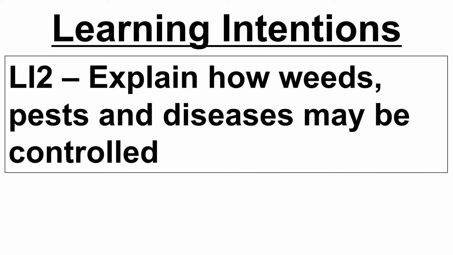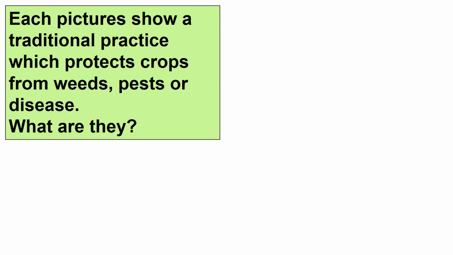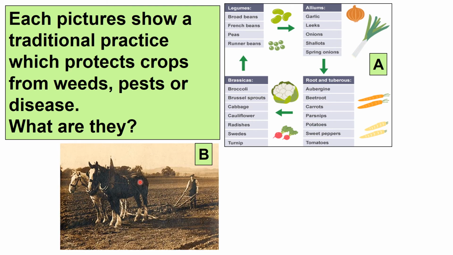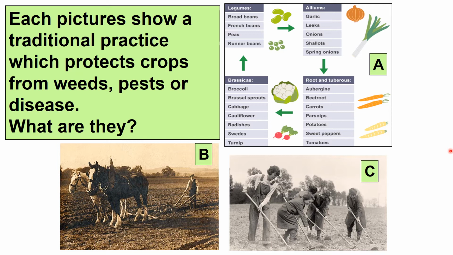So weeds, perennial weeds, dandelions, pests like slugs, diseases like blight, we know that they reduce crop productivity, so how can they be controlled? Each picture shows a traditional practice which protects crops from weeds, pests or disease. And what are they? Just to lead you into this, I wonder if you can work out what's going on. So what we have here is crop rotation. Why might that be useful in protecting crops from weeds, pests or disease? The second one is ploughing. And the third, these women have got hoes, so they're hoeing. So what does that do?